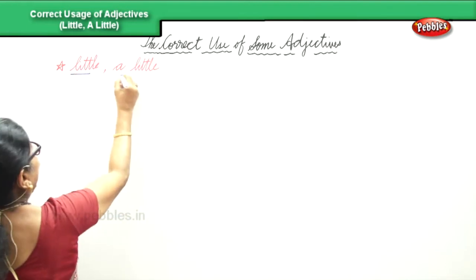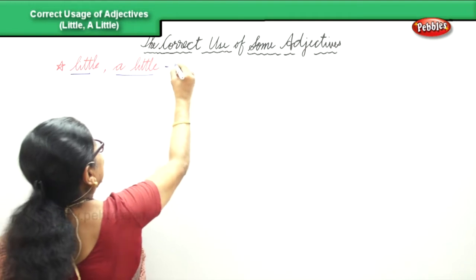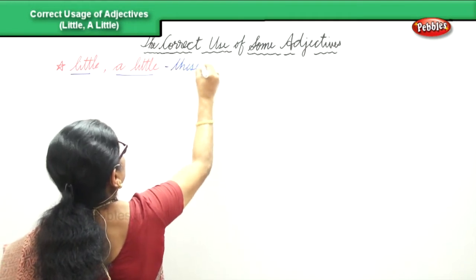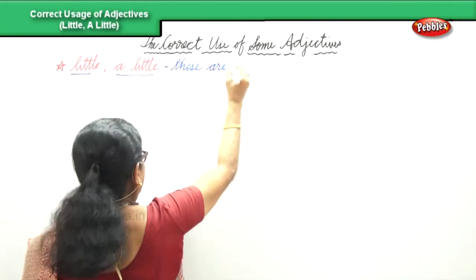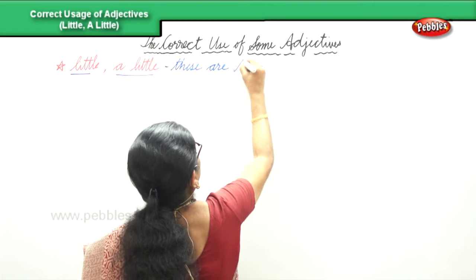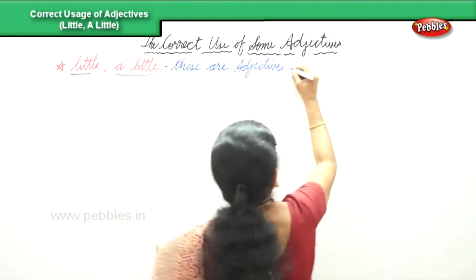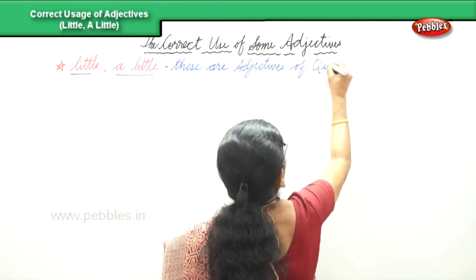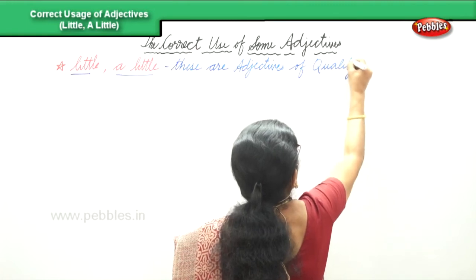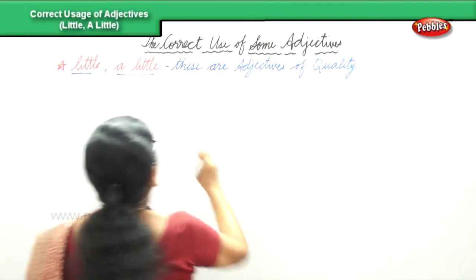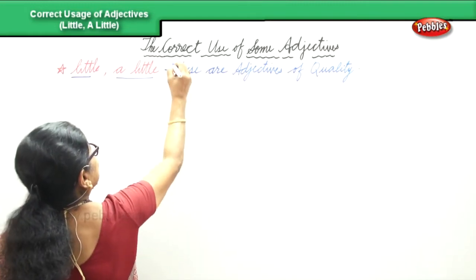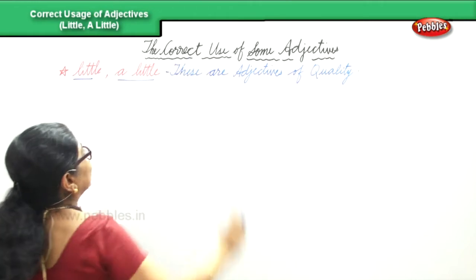So little and a little, what are they? These are adjectives of quality. And now we are going to see how this is used in a sentence. Okay? These are adjectives of quality. And how are little and a little used in sentences? Let's look at it.